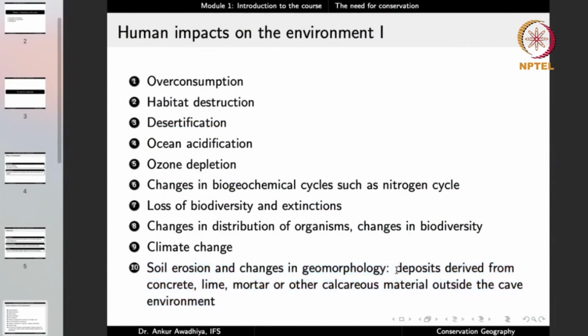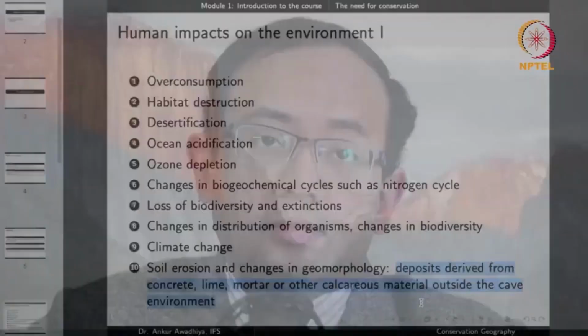We are now observing that deposits derived from concrete, lime, mortar and other calcareous material are being found outside the cave environments. Earlier, we used to find these calcareous deposits on land only in the caves. But now we are finding these everywhere because we are extracting these minerals and using them to make concrete and our homes. Once the homes have finished their active life, the houses get demolished and we get an excess of calcareous deposits everywhere. That is also changing the habitats of several organisms.